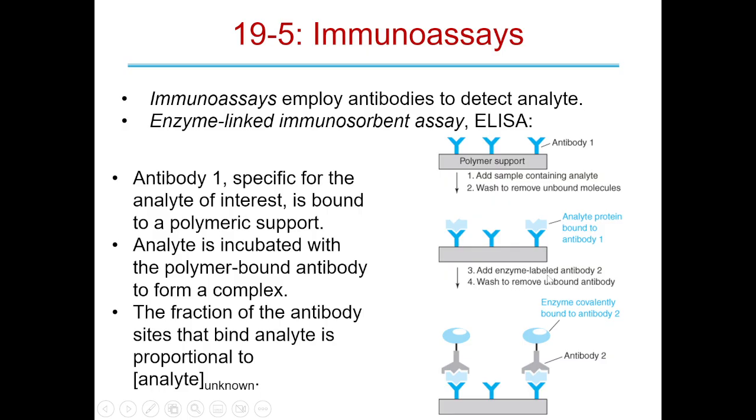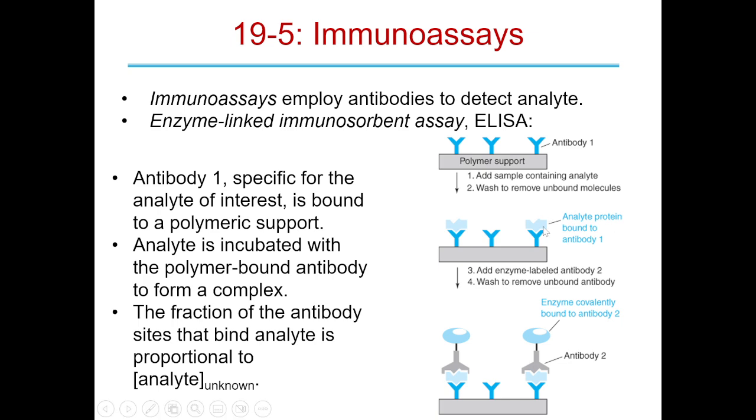So you'd add enzyme-labeled antibody 2 to this. Then you'd wash to remove the unbound antibody. Okay, so now you've put your analyte on your antibodies that are bound to the polymer, right? So the next thing you do is you add what you think contains the antibody that binds that analyte.